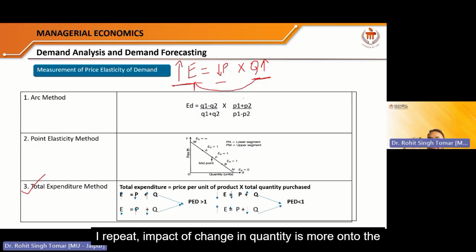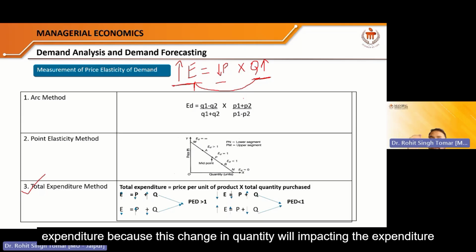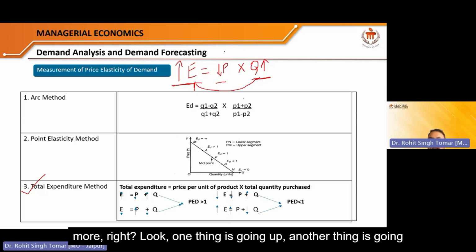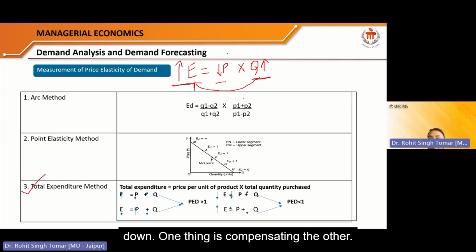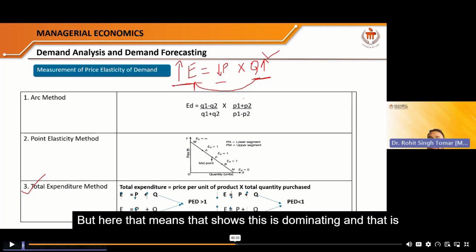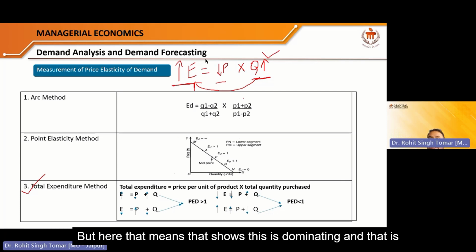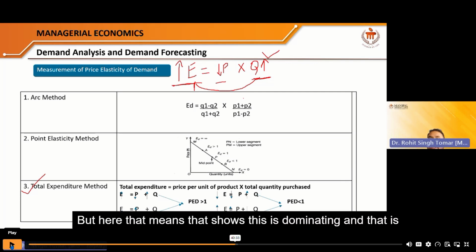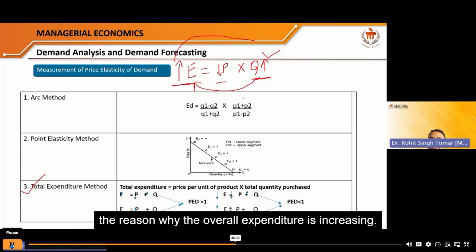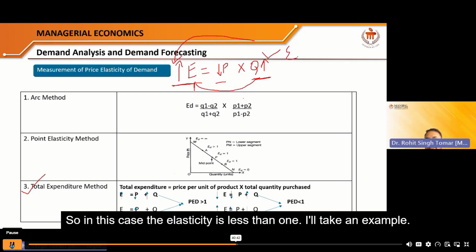I repeat, the impact of change in quantity is more on the expenditure. Look, one thing is going up, another thing is going down, one thing is compensating the other. But here the quantity change is dominating, and that is the reason why the overall expenditure is increasing. So in this case, the elasticity is less than 1.